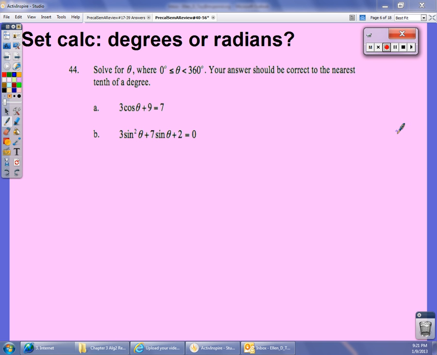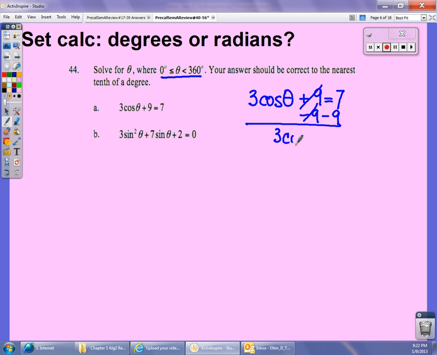In number 44, we're asked to solve these equations. We are working in terms of degrees as they've given us here in the instructions. Let's start with part A. 3 cosine theta plus 9 equals 7. Remember, we want to get cosine theta by itself. Subtract 9 from both sides.